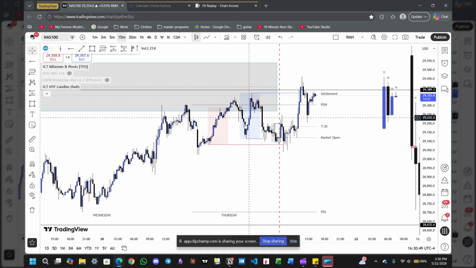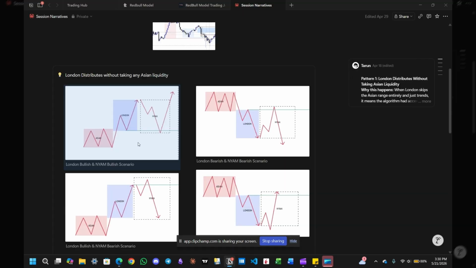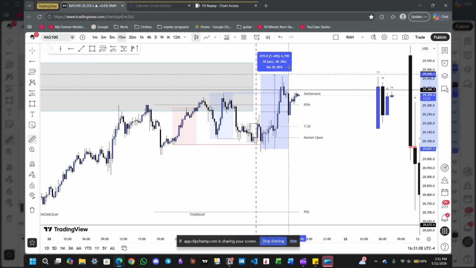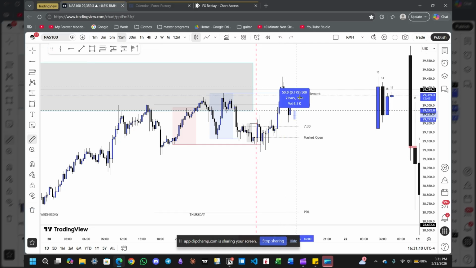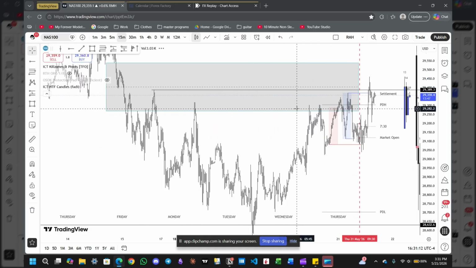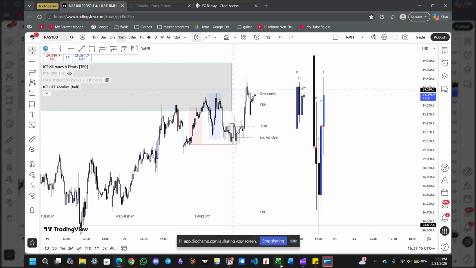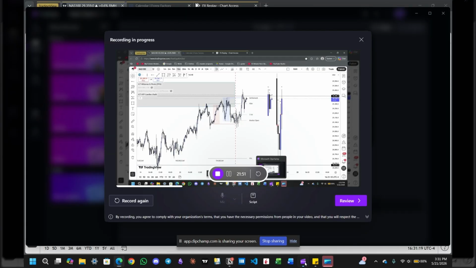London moved through Asian high without taking Asian low, so we knew that either price will reverse off a London high and come down, or price will reverse off a London low. In this case, we hit London low pre-market, orders accumulated: accumulation, manipulation, distribution, and now we expect expansion higher or a reversal off of this external liquidity. And that's pretty much it.